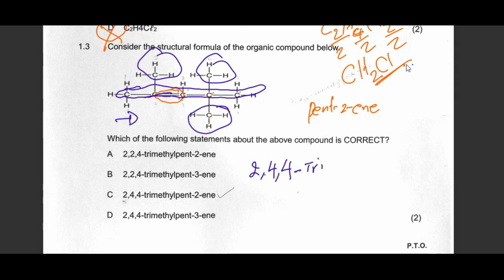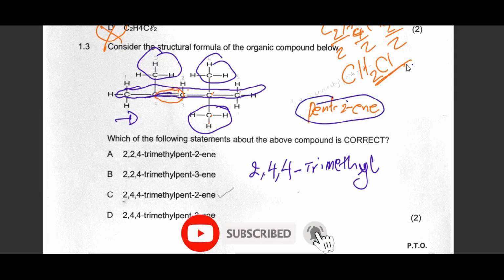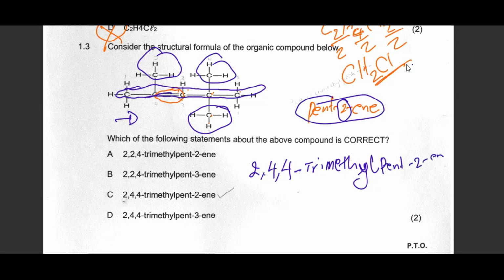Tri has one carbon atom, which means meth, because they're side groups. Remember, whenever you talk about the side group, the two letters are Y, L. So it becomes 2, 4, 4 trimethyl. And then the longest chain is pent, and the position of the double bond is on carbon atom number 2. So it's going to become pent-2-ene.